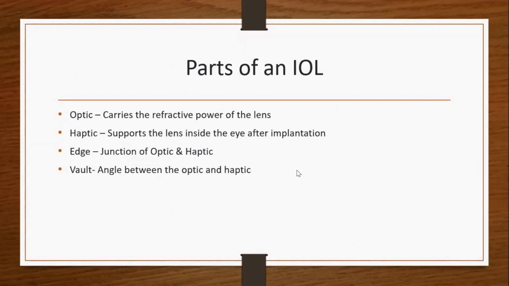And then the vaulting. Most of the lenses have a vaulting angle. The vaulting angle will be from 0 degrees, and maximum it goes up to 5 degrees. Many of the IOLs come with a 5 degree vaulting. This is mainly because whenever we implant a posterior chamber IOL with a vaulting angle, it will rest in the eye very well. If the vaulting angle is minimal, the lens will be supported with the help of the iris or with the help of the ciliary sulcus.